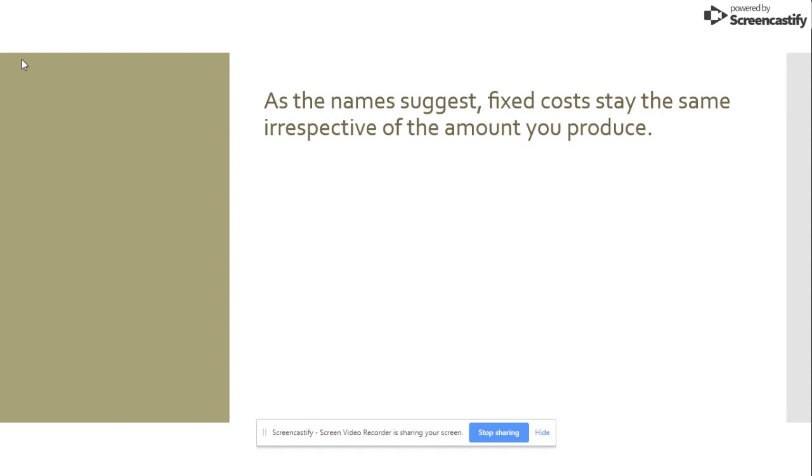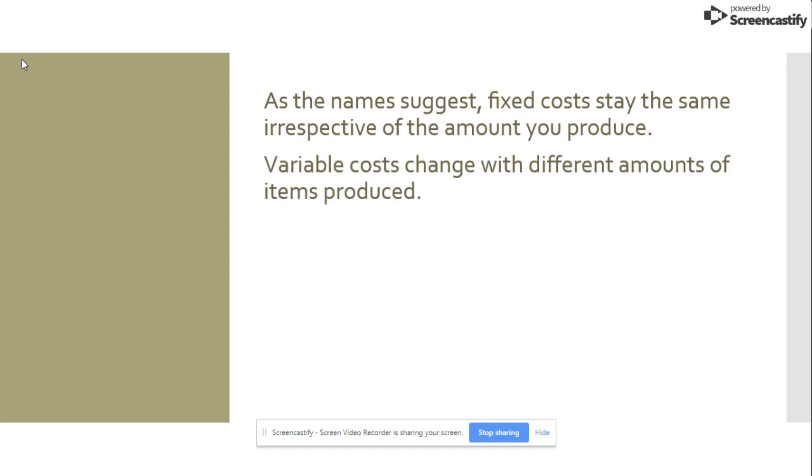I advise that you write some notes down here so that you can go back to them. So a fixed cost, no matter how much money you make, you still pay the same rent, for instance. And variable costs change with the different amounts of items produced. So the more coffee you make, the more milk you're going to have to buy. So that's going to go up and down, okay? But your rent, for instance, will be fixed.